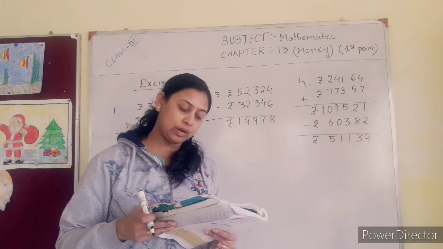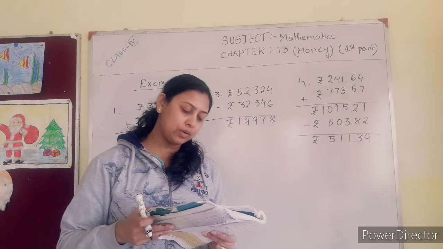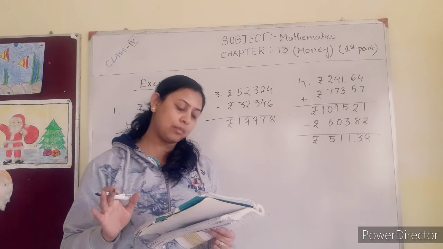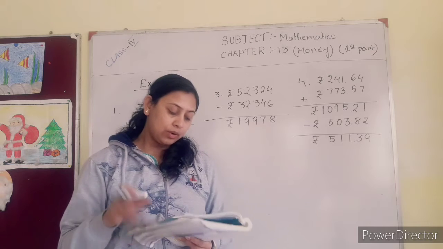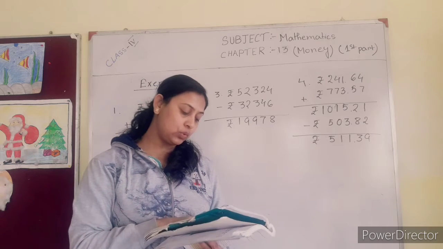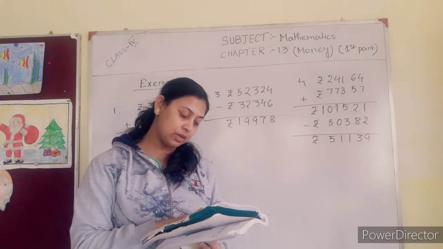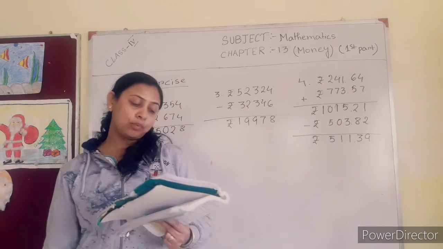Now divide rupees 45,225 by 15. You just divide the amount by 15. I want everyone to try to do this one. Do the question number 7. Now number 8. Number 8 is a problem solving question.